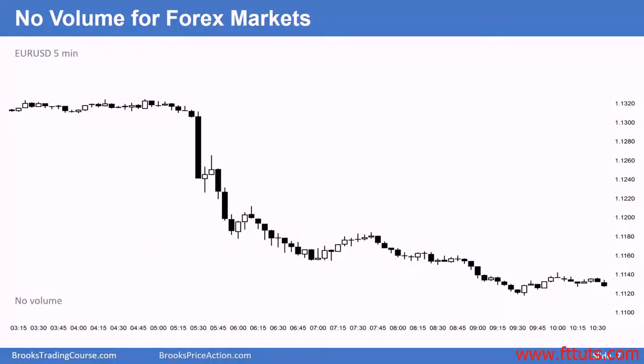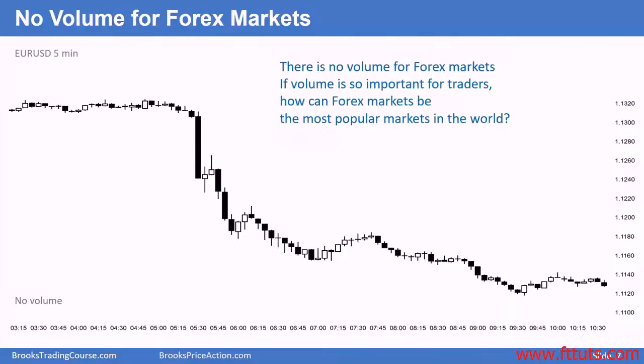Look at this. This is the euro versus the dollar, a forex market, and there is no volume. At least for most brokers, there's no volume. Some brokers have volume, but the volume is only the volume at one particular bank or two or three particular banks, and it really does not give you a sense of what's taking place worldwide in the forex market. When traders are trading forex markets, they're not paying attention to volume. So if volume is so important for trading, how can forex markets be the most popular markets in the world when most traders who trade profitably don't see any volume?